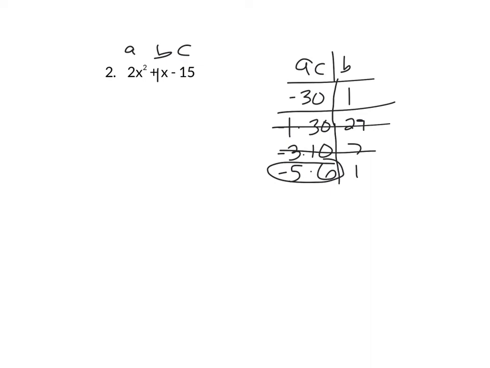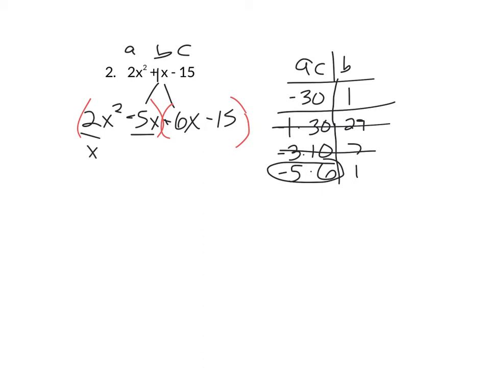Again, rewrite our middle term as negative 5x plus 6x. Drop everything else down. And then we group our pairs. Find the GCF of both pairs. 2x squared minus 5x. You can only take an x since 2 can't go into 5.